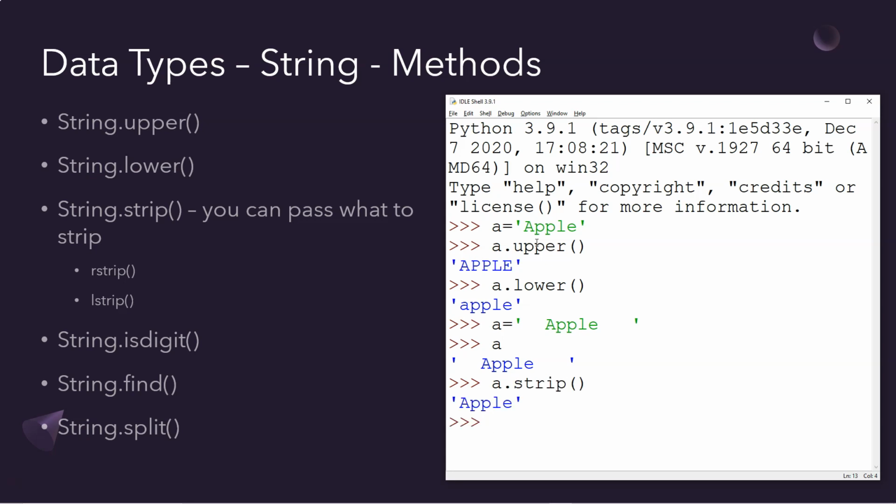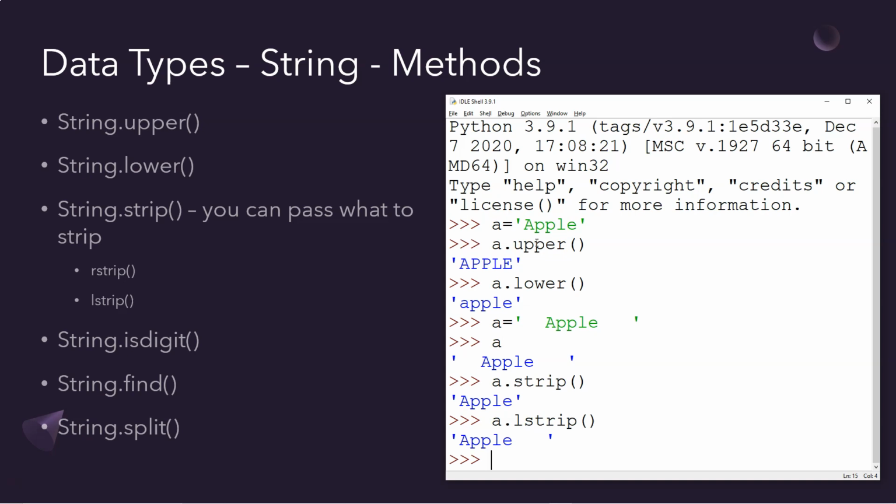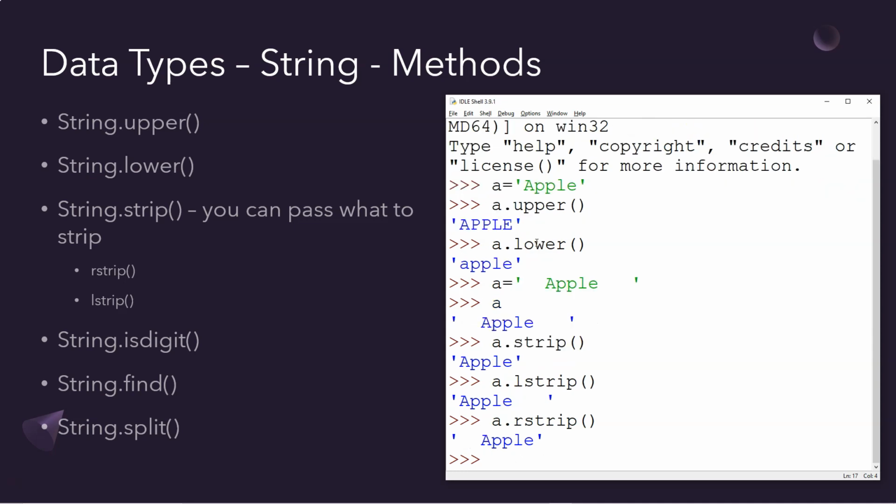And if you want to remove just on the left hand side, you can say left strip. So it removes the space on the left hand side and keeps the right hand side. Same way, if you want to use right strip, you can say a dot right strip. It removes on the right. And by default, if you say a dot strip, it will remove from both sides.